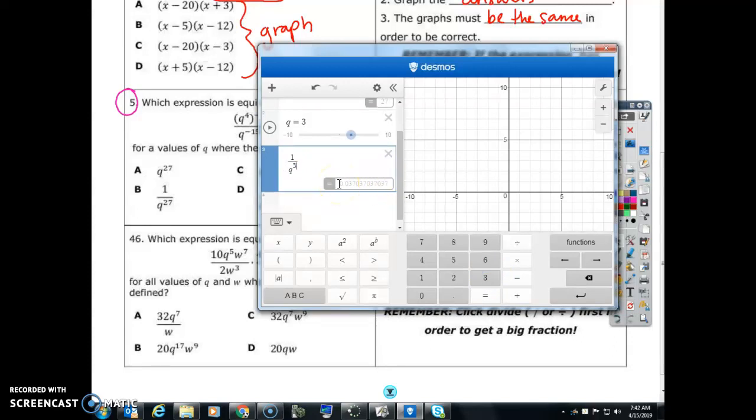So that's how you figure what the answer is. You type the question, you add a slider, and then you type all the answers and see which one gives you the same thing. Any questions? Okay, go ahead and finish the worksheet.